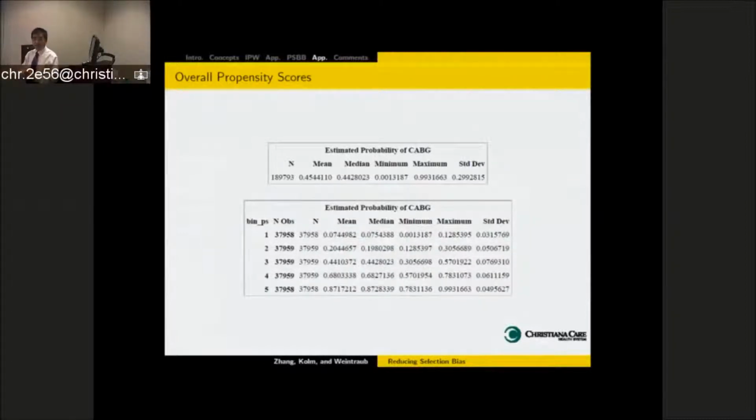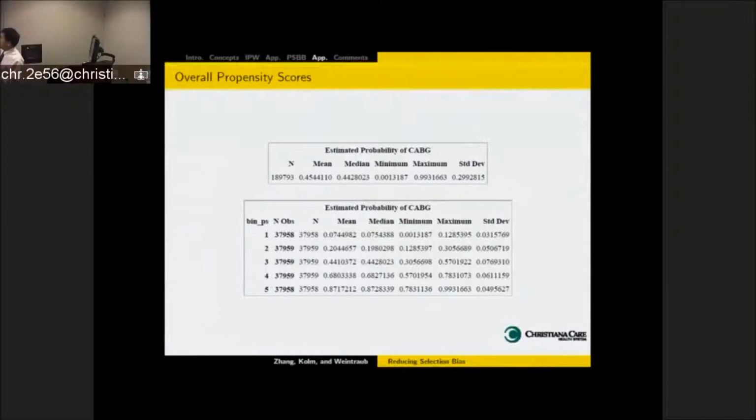Okay. Sandy didn't see the distribution of propensity score for ACCEL last Friday. Here I just show the numerical results. We can see that the propensity score for the whole population is about 0.45 for the mean, and 0.44 for the median.